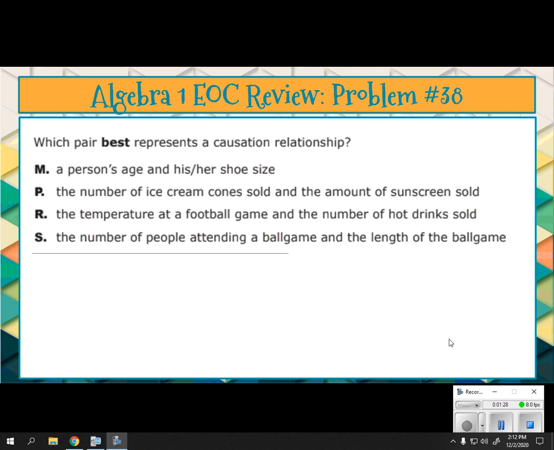And just because things are correlated does not mean that one causes the other. So the way that the saying goes is correlation does not imply causation. So just because two things are close does not mean that one causes the other.